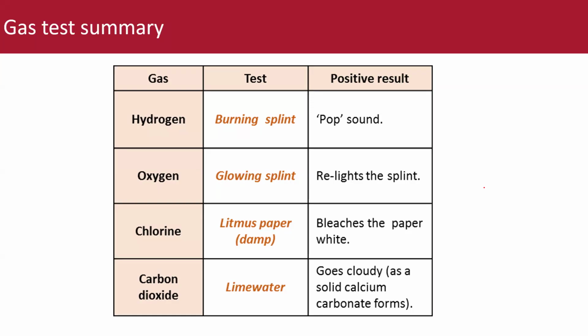Oxygen, you put a glowing splint into it and it relights. Chlorine is litmus paper. Now, if you notice underneath that, I've put damp. If you just put dry litmus paper into it, the chlorine won't do anything to it at all. So litmus paper must be damp, and what it does then is bleach the paper. Carbon dioxide, you pass the carbon dioxide through lime water, it goes cloudy, and that is when you're getting your precipitation.